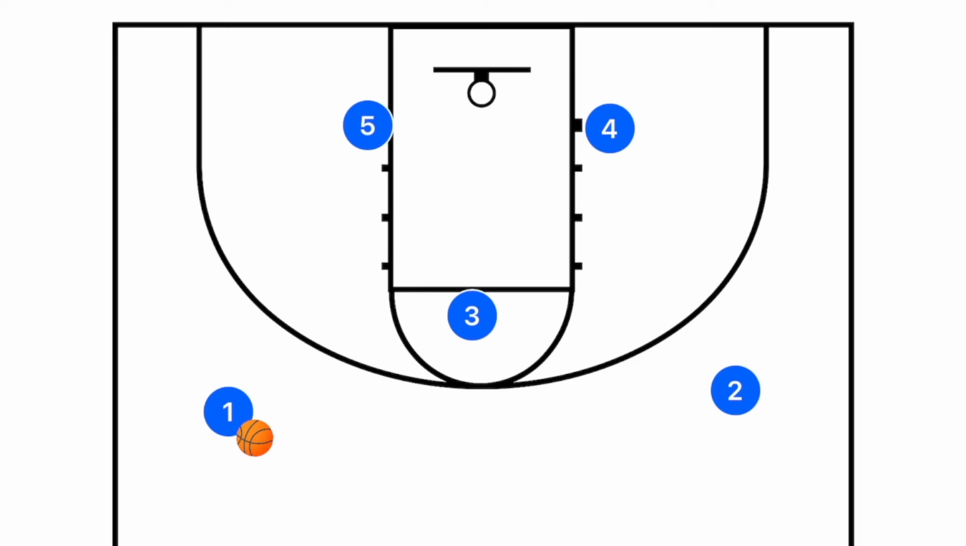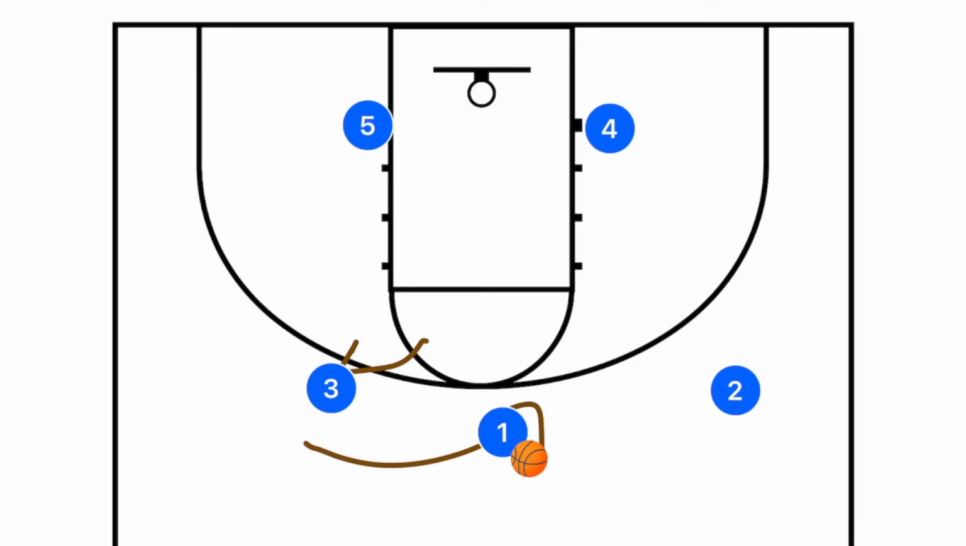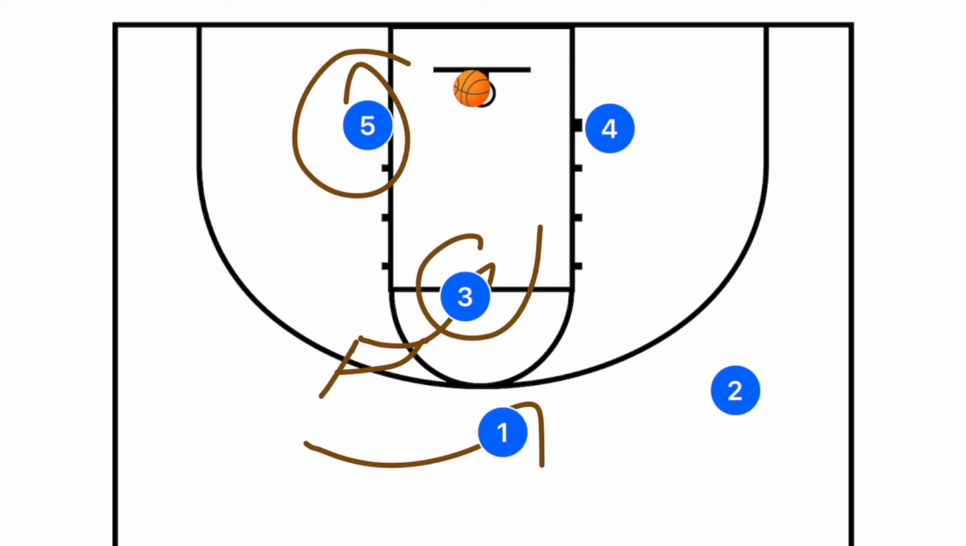What I want to do is this. I want to have a quick screen from player 3. Player 1 is going to use that screen, and player 3 is going to roll to the basket. After this screen, it's just a quick 3, and we have 3 guys who are here for rebounds.